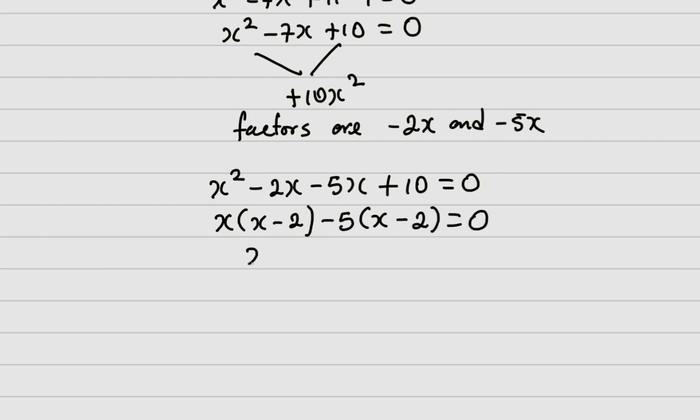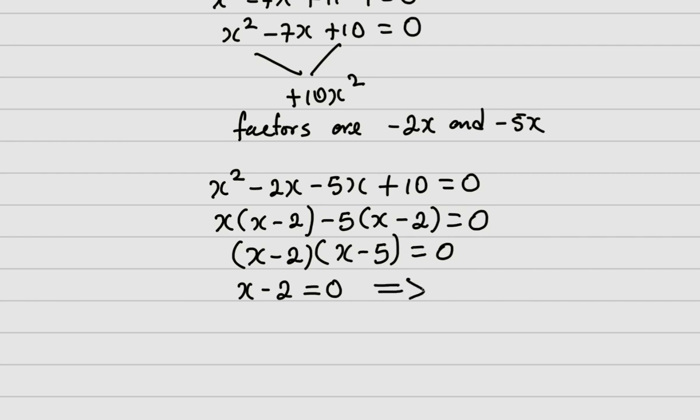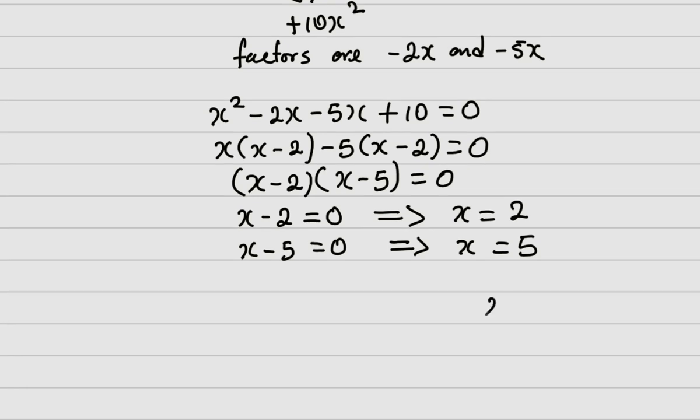Please, I'm factorizing, so I don't think this is a challenge to you. So it is either x minus 2 is equal to 0, which implies that x is equal to 2, or x minus 5 is equal to 0, which implies that x is equal to 5. So from the second case, I have 2 and 5. Then let's move to the third case now.